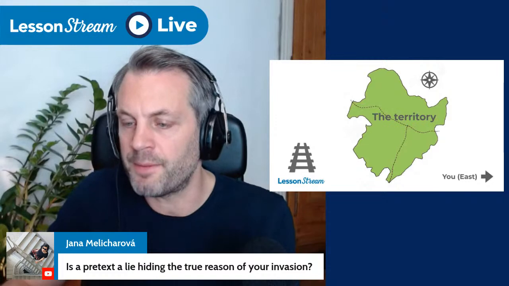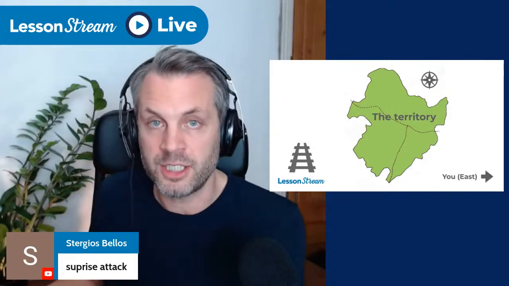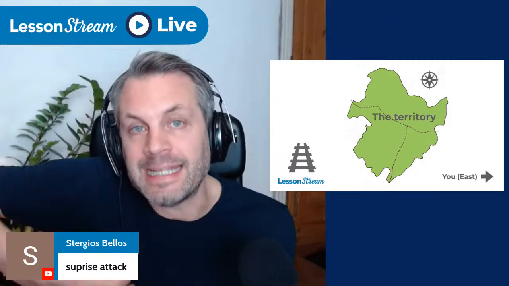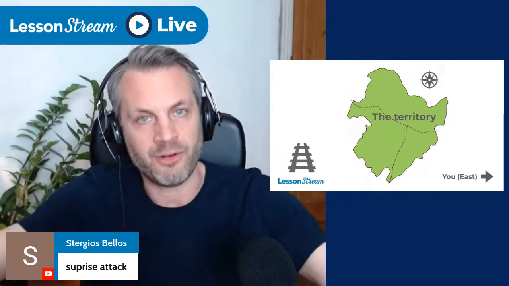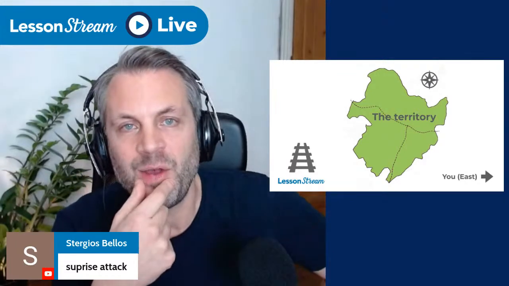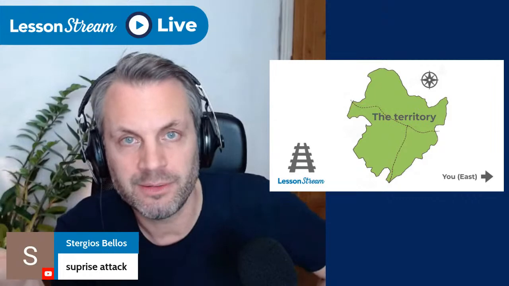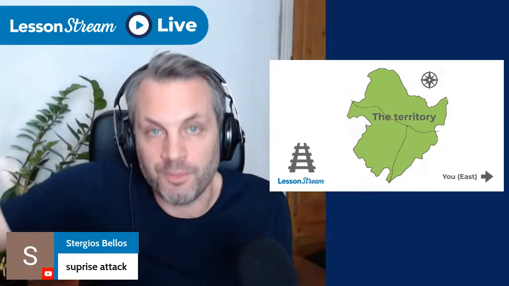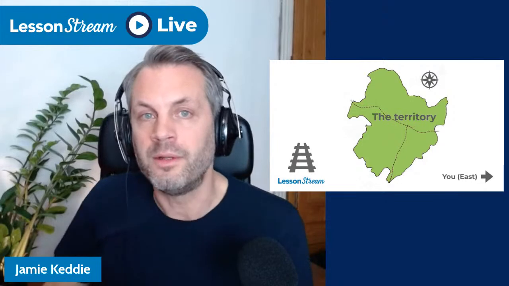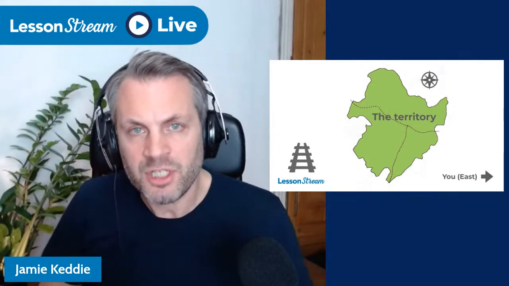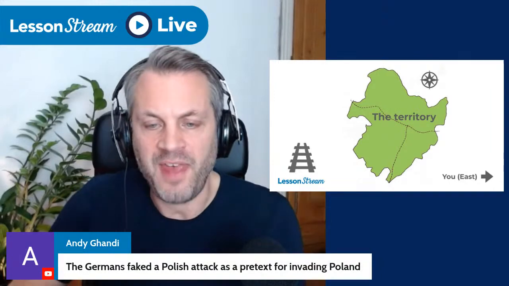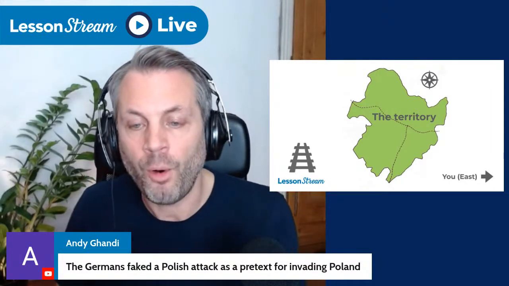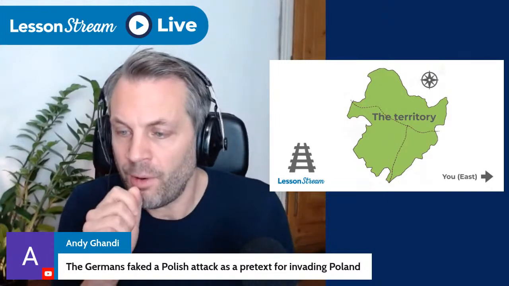A surprise attack. Now, surprise attacks, Stergios, would certainly be what you would do, but a surprise attack is not your pretext. It doesn't give you a reason, because what you want to do is tell the rest of the world, look, we're invading this territory, but we have a good reason for doing so. If it looks to the international community as if you are invading a territory for your own interests and your own gain, then you're going to get into trouble. You can't just go around doing that. And Andy says that the Germans faked an attack in Poland as a pretext for invading Poland.